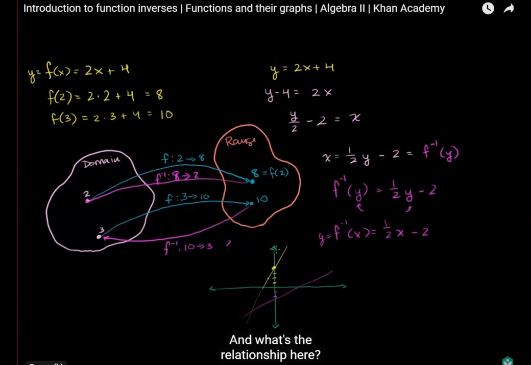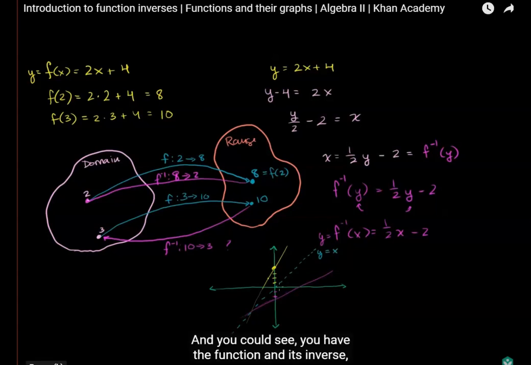And what's the relationship here? These look kind of related. It looks like they're reflected about something. And it'll be a little bit more clear what they're reflected about if we draw the line y is equal to x. So the line y equals x looks like that. I'll do a little dotted line. And you can see you have the function and its inverse. They're reflected about the line y is equal to x.